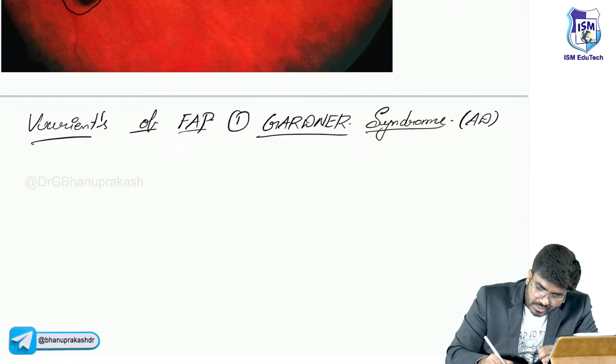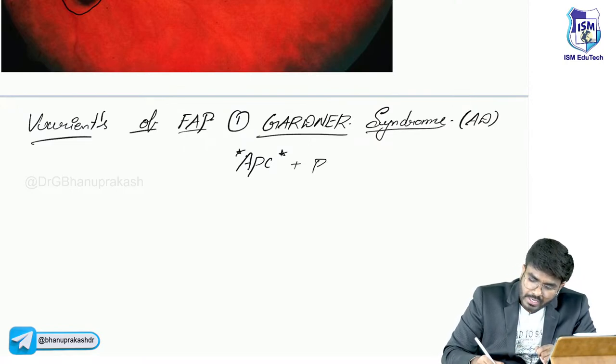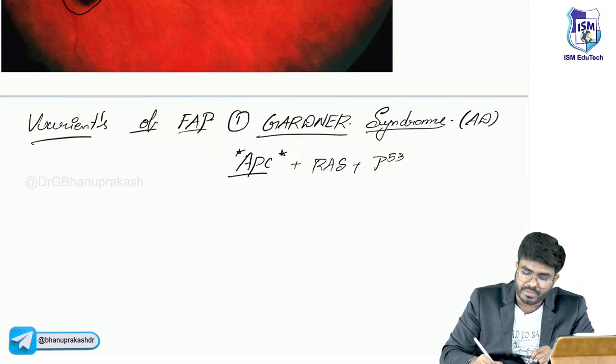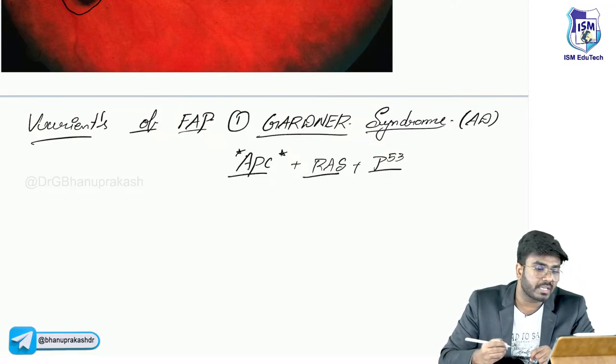Now, what are the gene mutations here? Same gene mutation, the APC gene mutation. Apart from APC gene mutations, you can also have RAS gene mutations and P53 gene mutations.